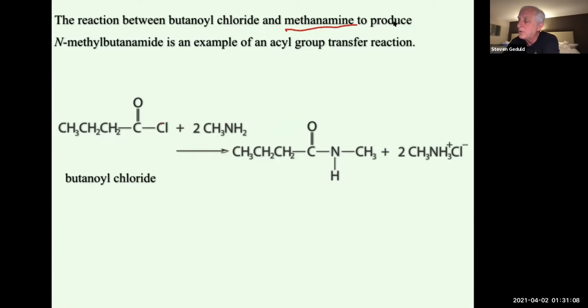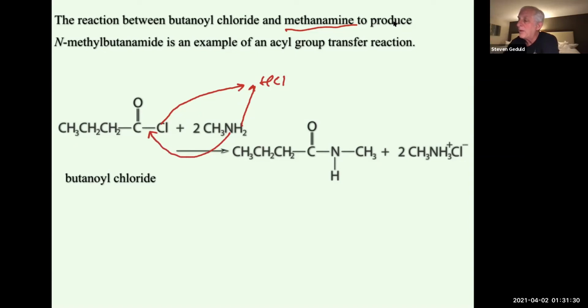So you're transferring this chlorine up to form HCl. Okay, so one of the hydrogens comes up from here to form HCl. Okay, the other one's going to form here. This nitrogen is going to bond there. So you're going to get the nitrogen, CH3.